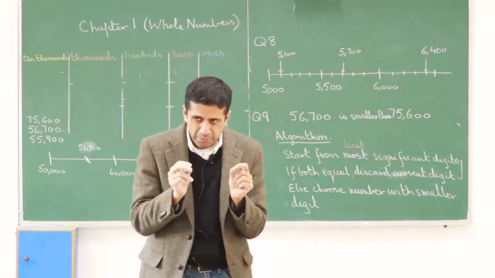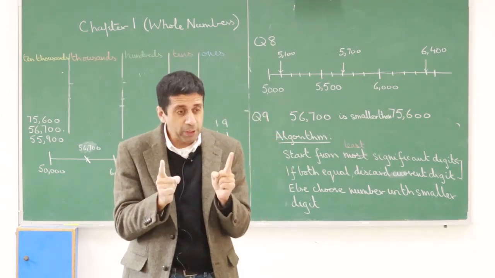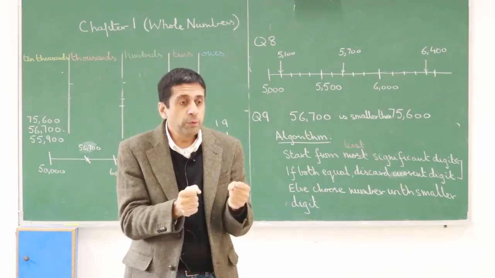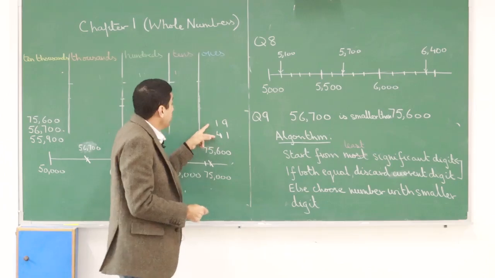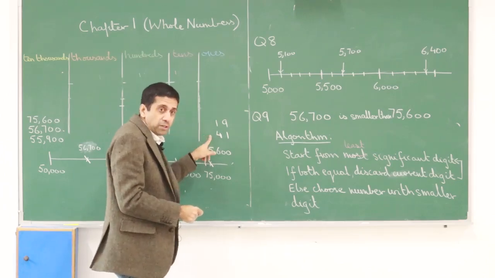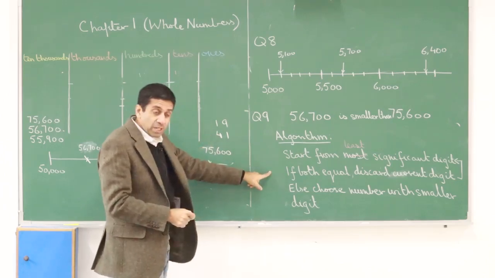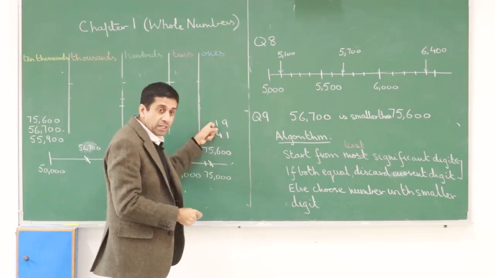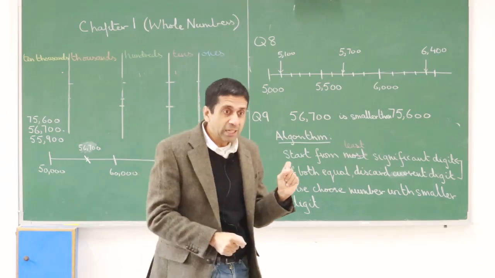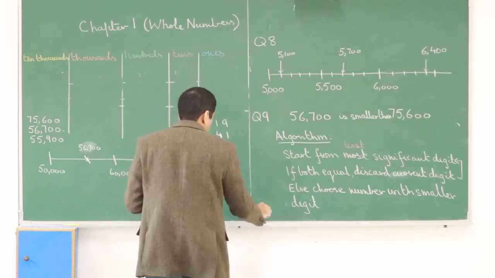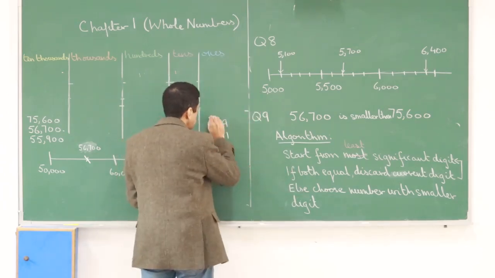So, if this algorithm were meant for every pair of numbers in the world, you come up with a pair of numbers, 19 and 41. And you know the answer, that 19 is smaller than 41. But this algorithm says that 41 is smaller than 19, which means you have found one. You know, it's called a counter example. This is called a counter example.